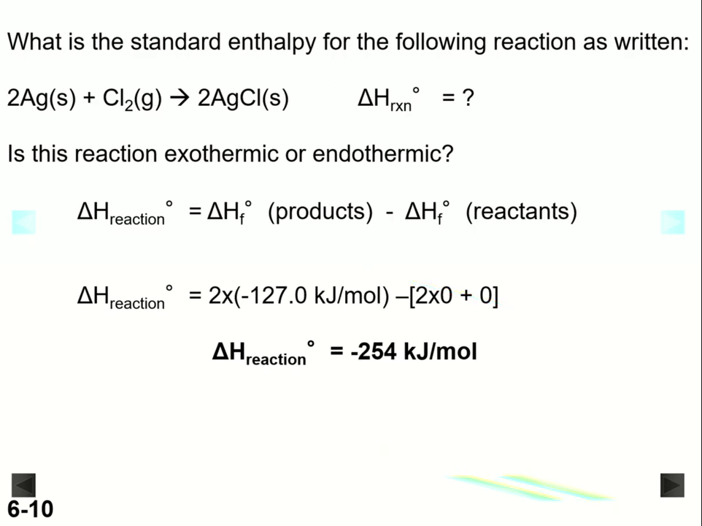If we change the stoichiometry, so for example, if we used 1 mole of silver solid reacting with a 1/2 mole of chlorine gas to produce 1 mole of silver chloride, our final result would not be 254, it would be negative 127.